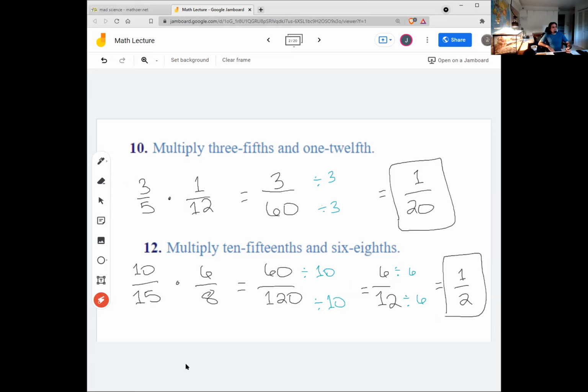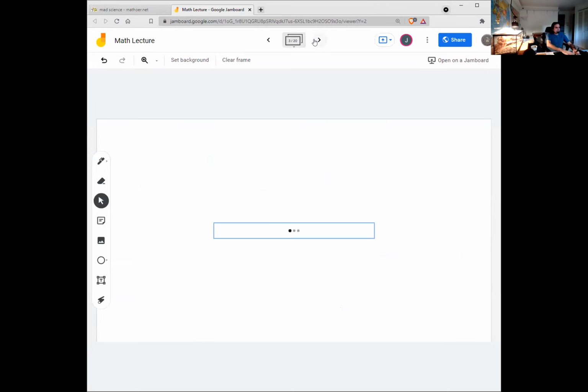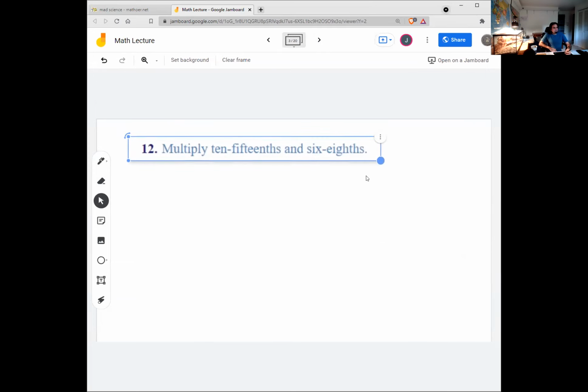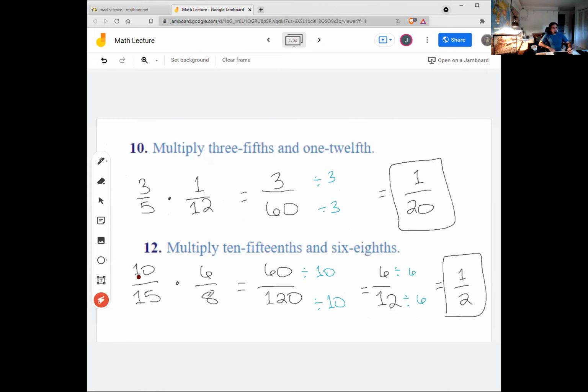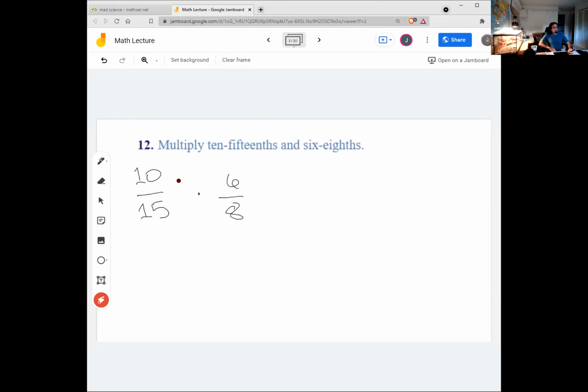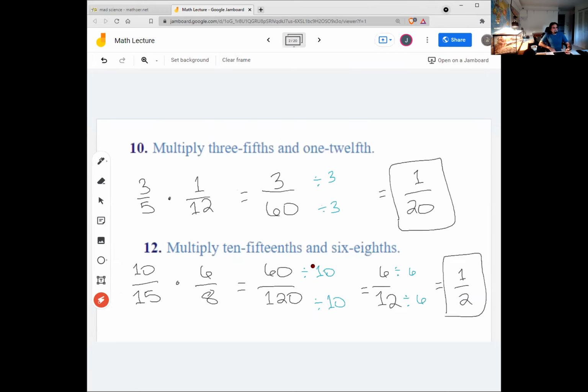And if you do a bunch of these, then you notice, this is too much work. What I want to do instead is take my 10/15 times my 6/8, and I don't want big numbers on the page. The fact that I wrote a 60 and a 120 is just making life hard for me. If I could get to 1/2 without writing something as big as 120 on the page, that would be cool. So I know I need to divide a top and bottom by the same thing. That's how we reduce fractions.